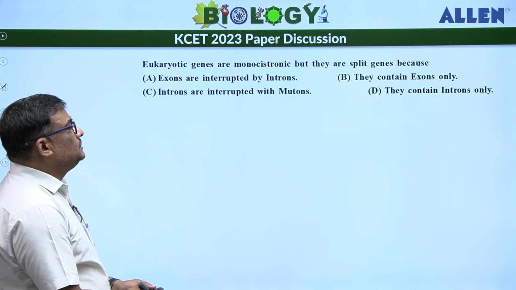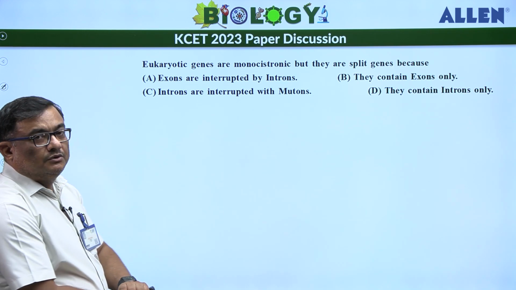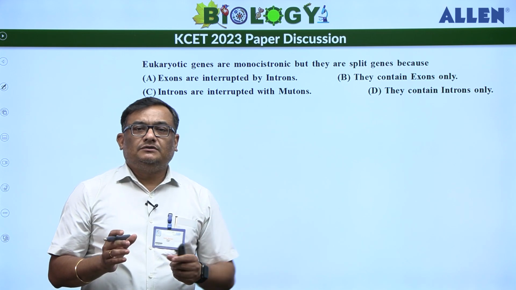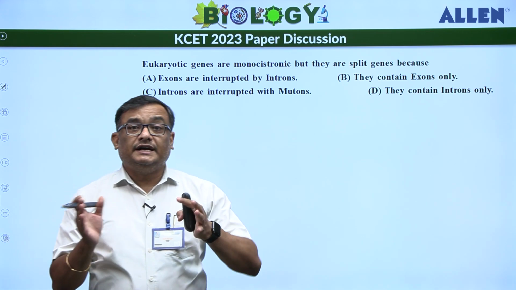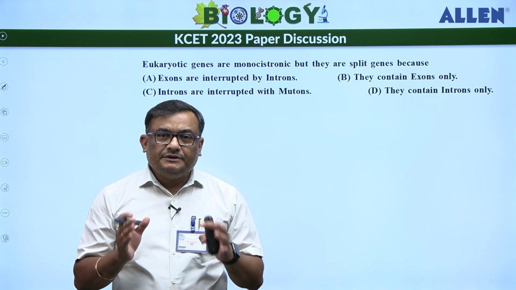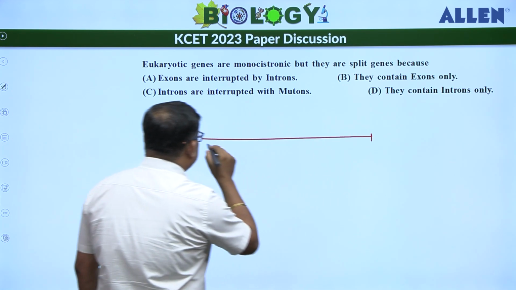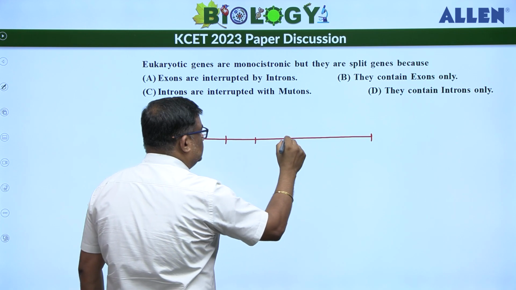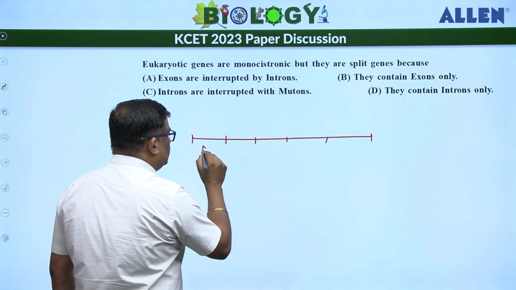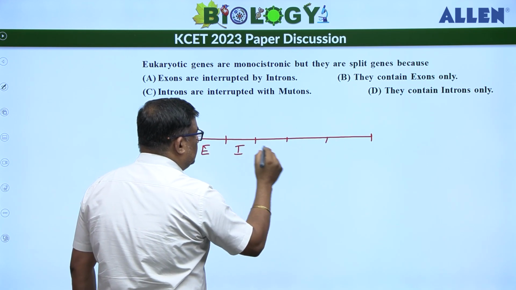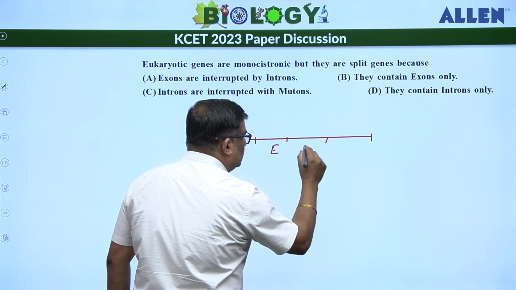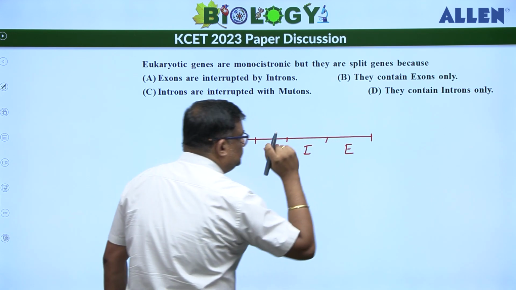Eukaryotic genes are monocistronic, but they are split genes because... Now, a split gene is basically a concept in which we deal with introns and exons. So what happens in case of split genes? Suppose this is a gene we have. Introns and exons are there. So this is going to be exon, intron, exon, intron, exon.